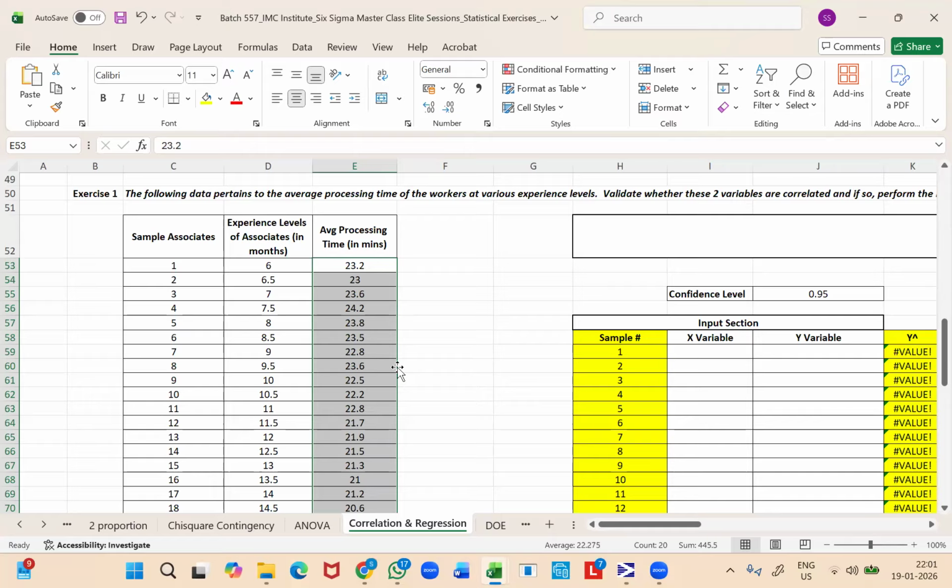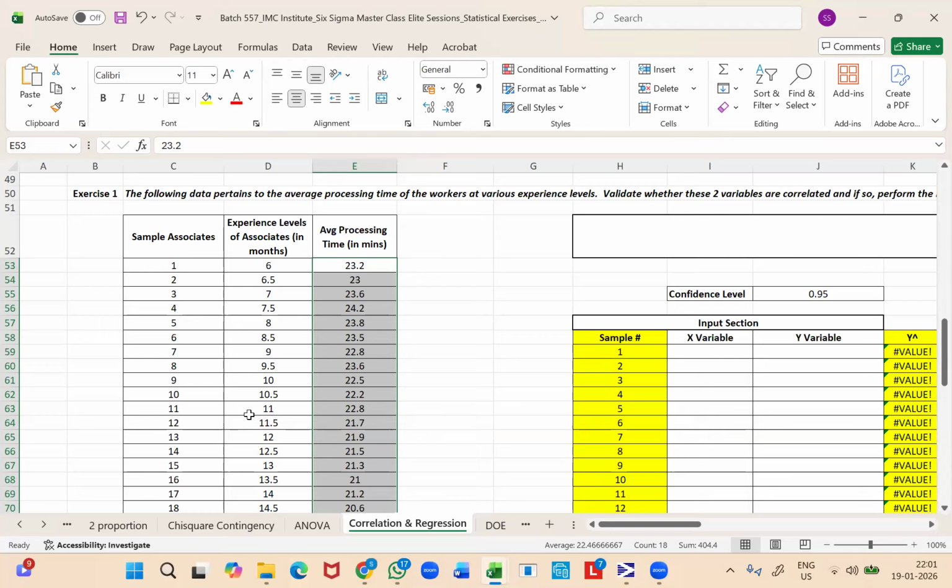And 10% of the variation that we observe in this average processing time data set is what we would call the unexplained variation. This unexplained variation is what we would refer to as common cause variation, and it is quantified as epsilon in that regression model. So we cannot have a scenario wherein 100% of the variation that we observe in the Y data set has been explained or contributed by the X variable. This kind of scenario will never exist, right?